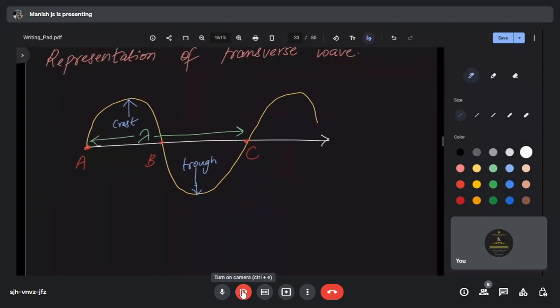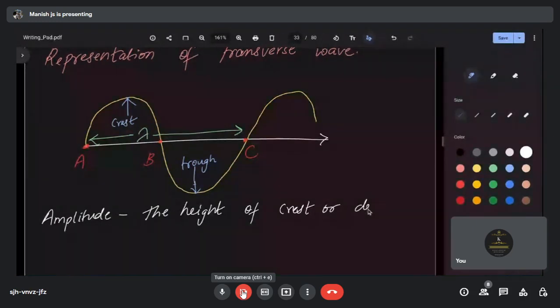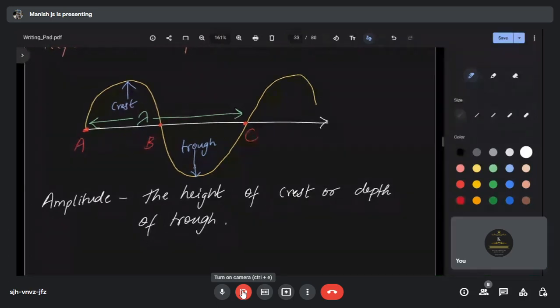So in that way you have different representations for the corresponding wave. Here you have a crest, you had a trough, one complete wavelength. So all these things we can see. Now amplitude. Amplitude is nothing but the height of the crest or depth of the trough. That's called the wave amplitude.